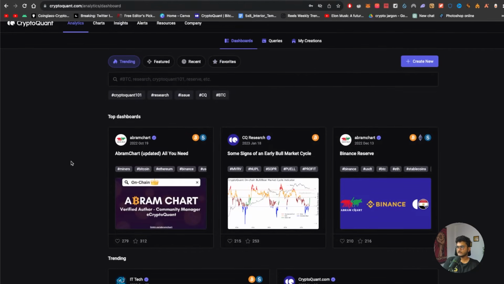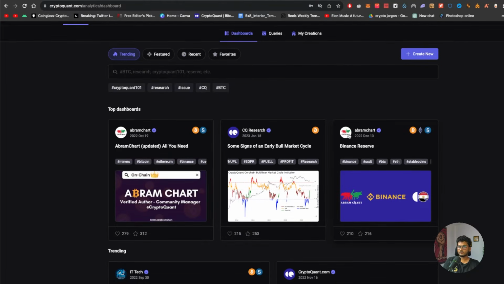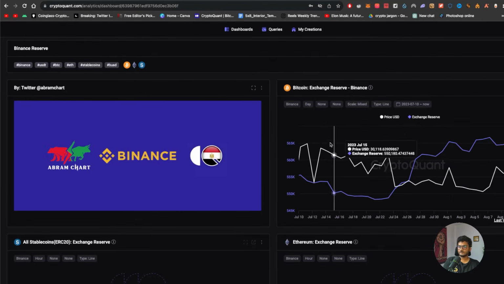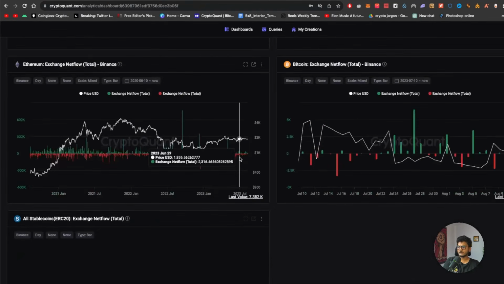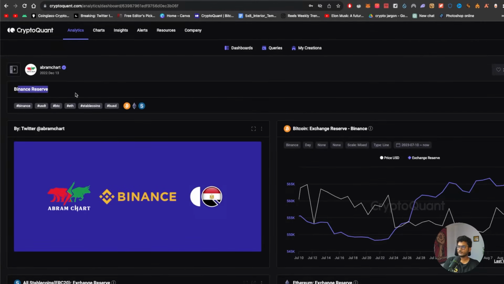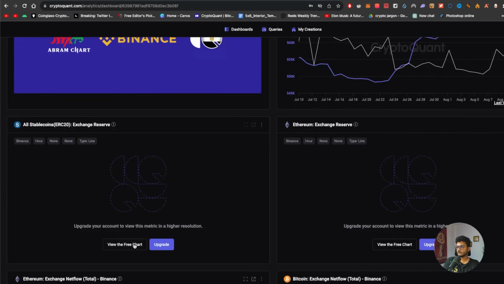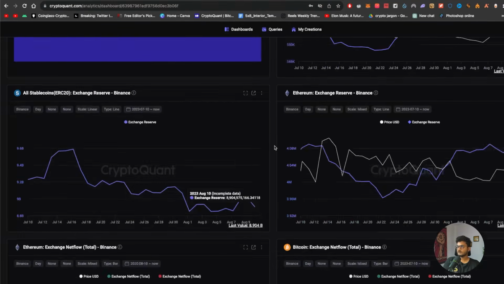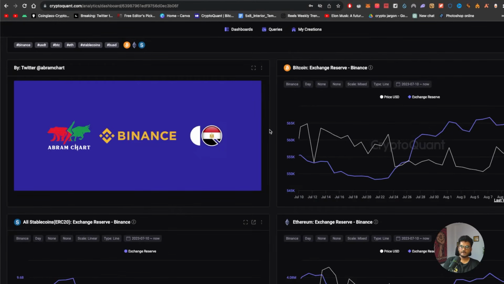Now go back to analytics and you can see different dashboards. For example, there is a Binance Reserve dashboard here, and you can see the free charts already here, and they have basically collected all the charts in one place which they think will affect the market depending on the topic of the dashboard. So here we have Binance Reserve for a lot of coins. We have all stable coins, we have all Ethereum, and so on. So it basically shows us how Binance's reserve affects the market price of any crypto.